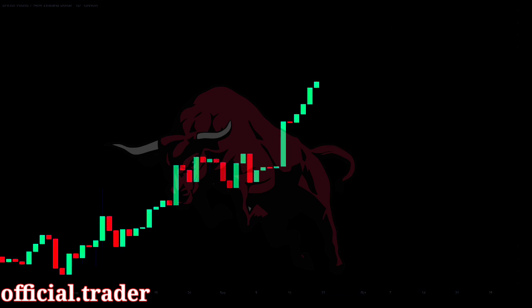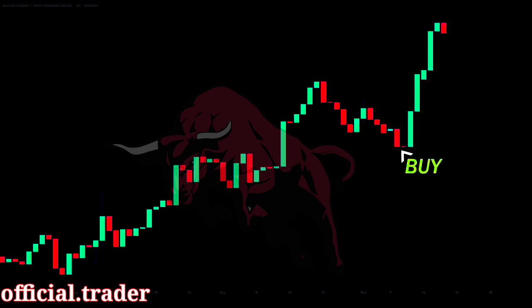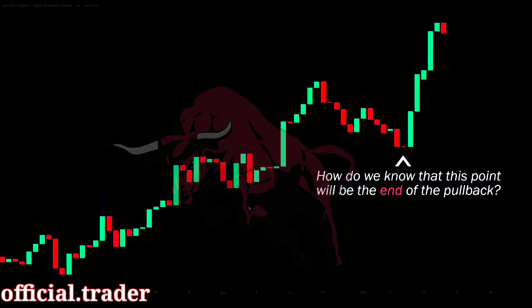So let's say that the current market is trending and you're looking to enter a position. Now we know that the best time to enter a position in a trending market is to wait for the trend to make a pullback. So as price makes a pullback, you can enter a buy position at the end of the pullback before the price continues with the main trend. And so, how do we know that this point will be the end of the pullback?